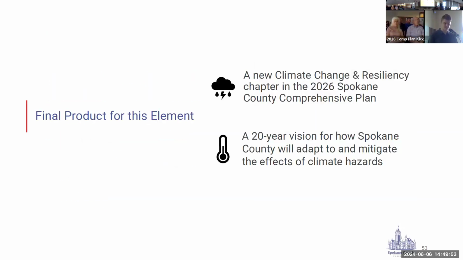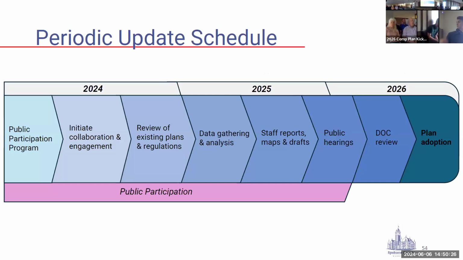And then finally, just to wrap up, this is the final product. This is what the final product of this effort will be to create this sub-element. It will be a new climate change and resiliency chapter in the 2026 Spokane County Comprehensive Plan. And that will include a 20-year vision for how Spokane County will adapt to and mitigate climate hazards and improve air quality. And to wrap things up, I'll turn it back to Michael and we'll bring us through a timeline and a few other slides.